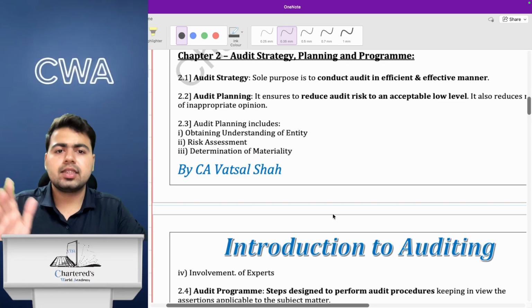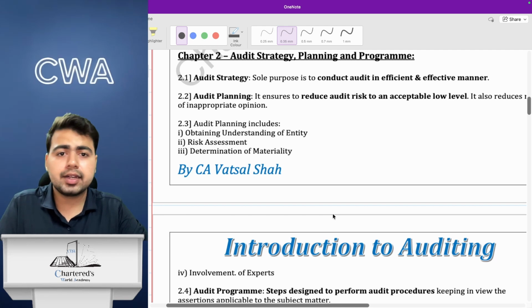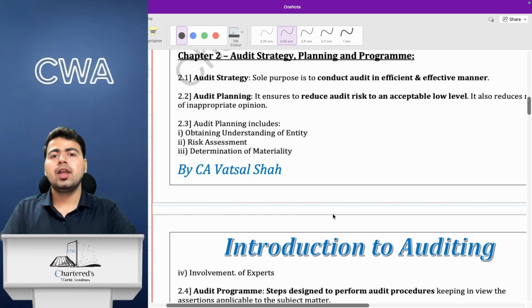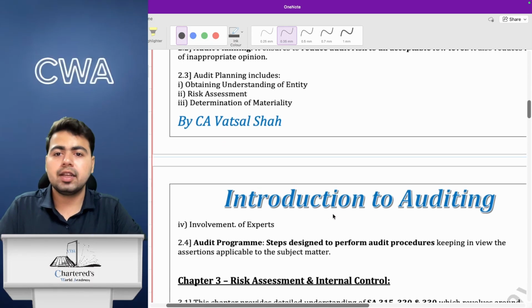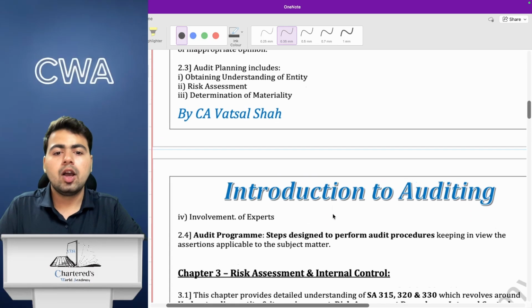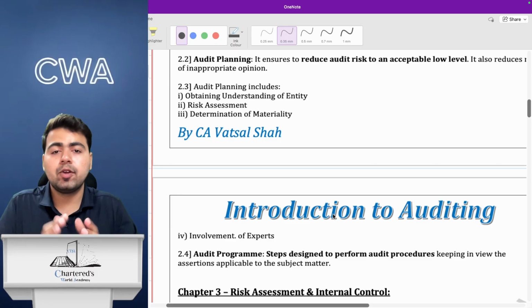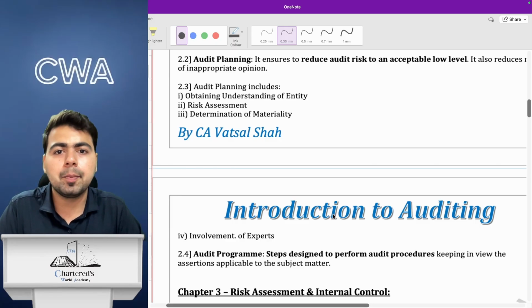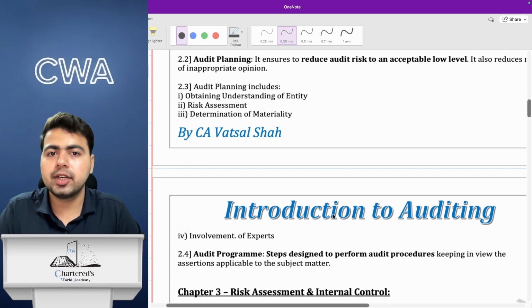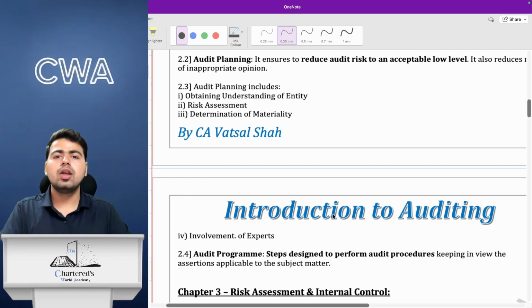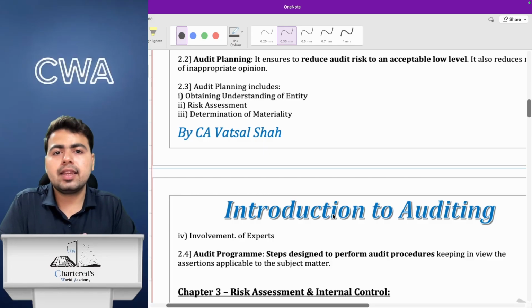Audit strategy, as we discussed, it helps in conducting audit in an efficient and effective manner. Audit planning helps us to reduce risk to an acceptable low level. These are the 4 points that involve obtaining understanding of entity, risk assessment, determination of materiality, and experts. All of this we have already discussed, like we have already understood why these steps are important. Lastly, audit program: steps designed to perform audit procedures. This involves the steps.